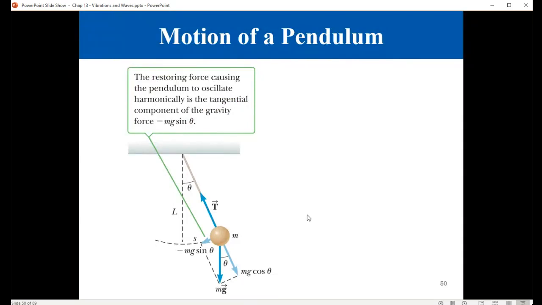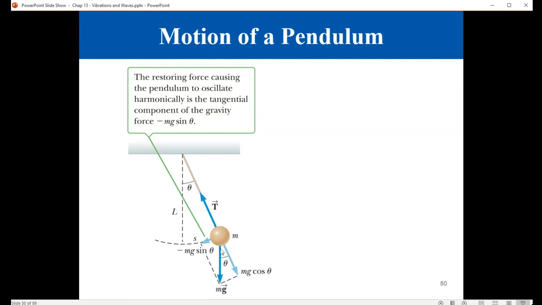We move on to the pendulum. This is another good example for simple harmonic motion. We can analyze the problem. This is the free body diagram. Downward, you have the weight of the pendulum bob, mg.